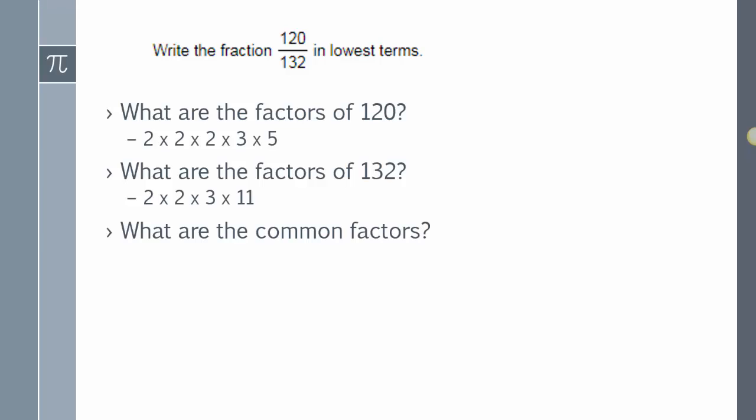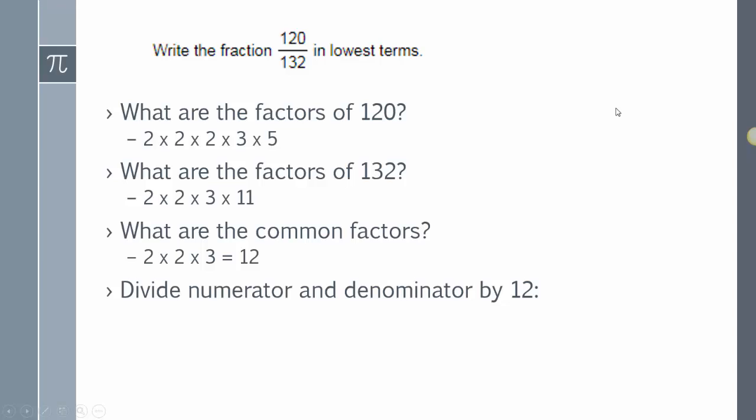And what I look at is what are the common factors. So the common factors here are going to be 2 times 2 times 3, which is 12. So I can divide the numerator and the denominator each by 12 and get the fraction in lowest terms.